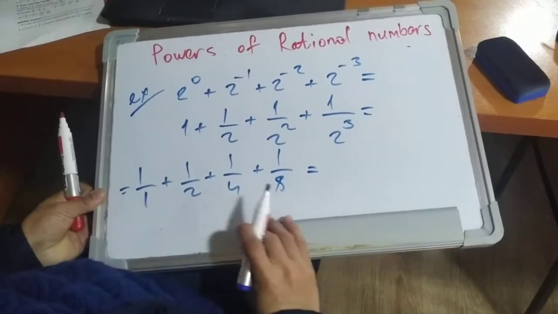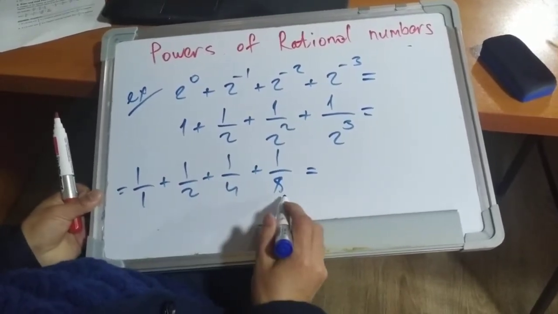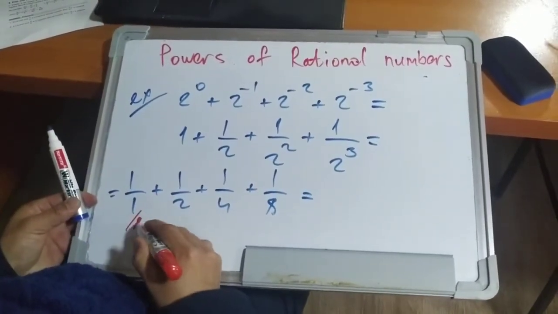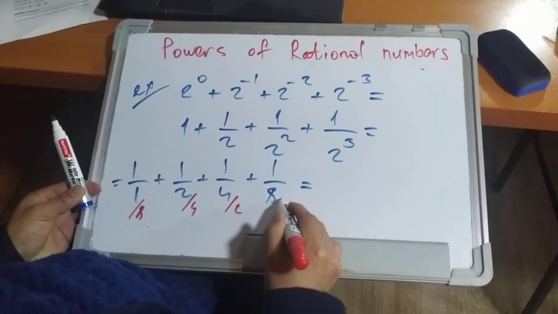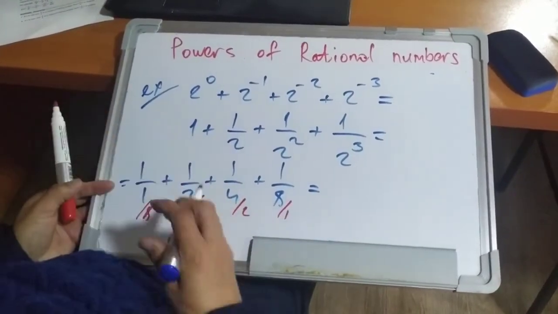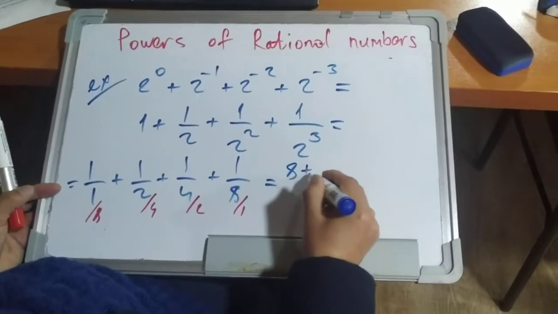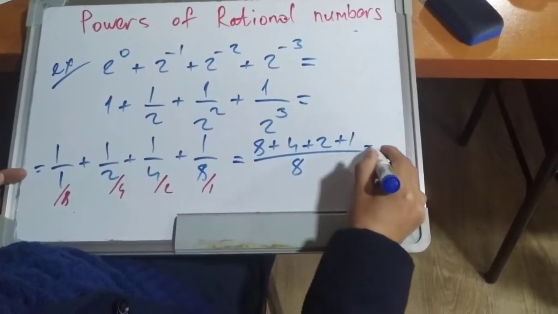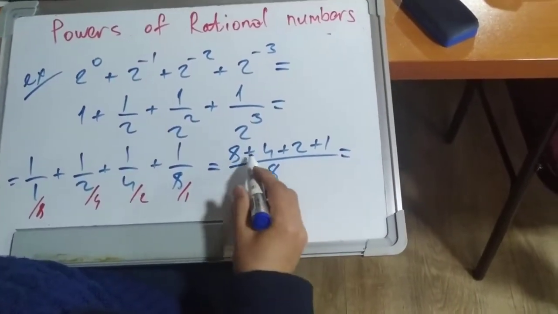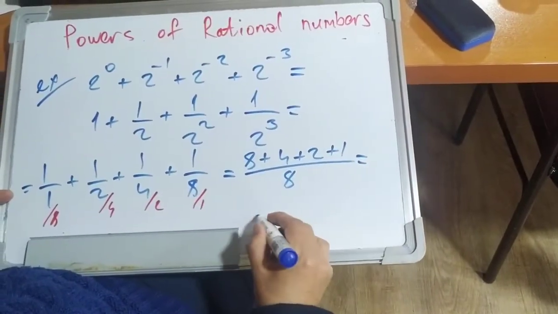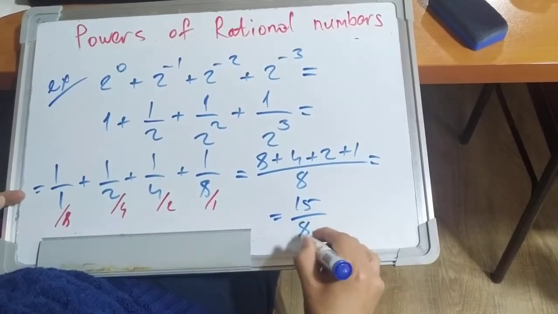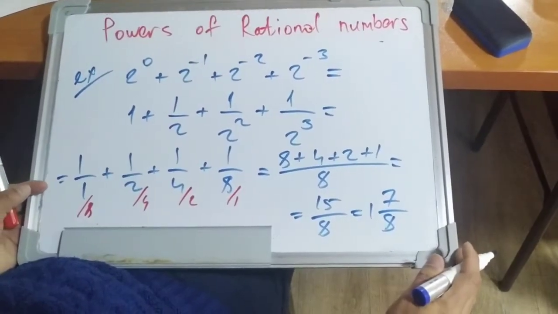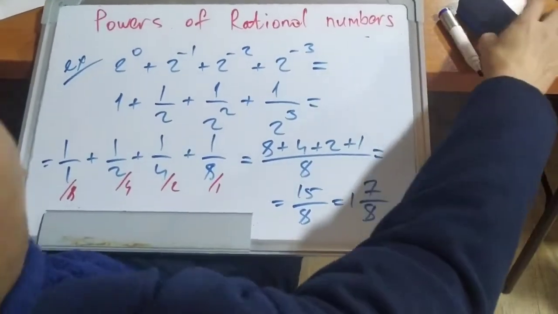And let's find the common denominator. The common denominator is equal to 8. So we multiply by 8, 4, 2, and 1. 8 times 1 is 8, plus 4, plus 2, plus 1, over the common denominator 8. And 8 plus 4 plus 2 plus 1 is 15. 15/8, or 1 and 7/8. Understand? Okay.